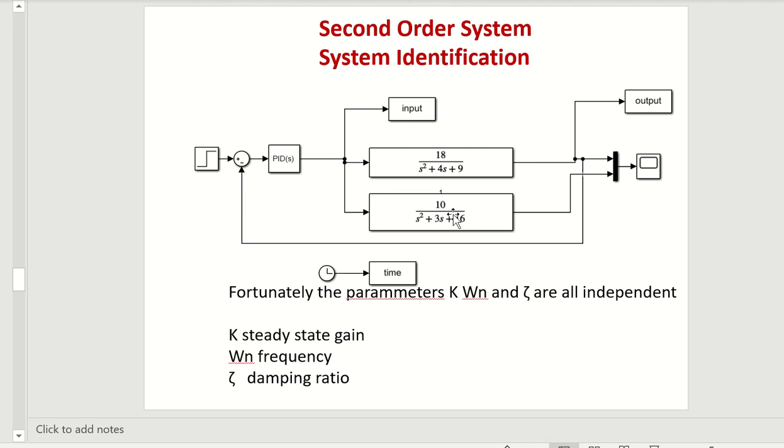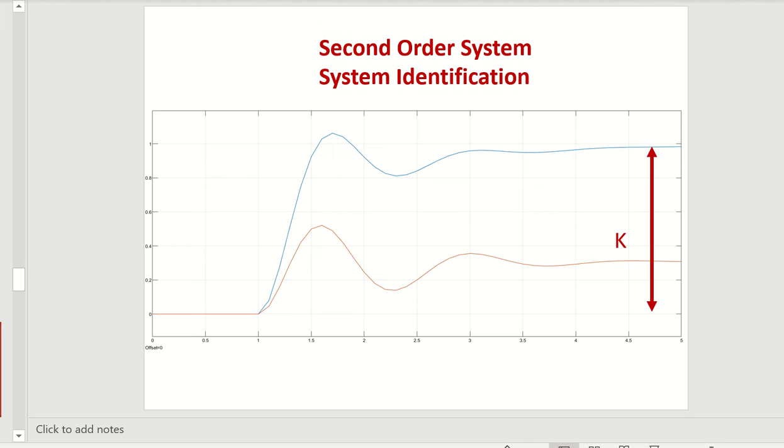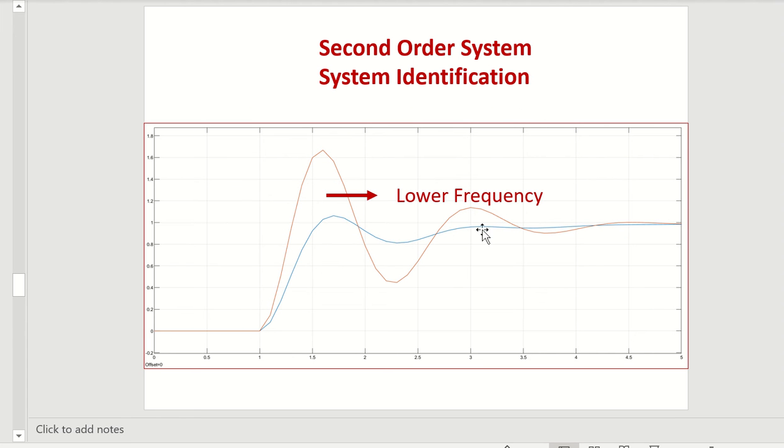So if this was the model here and this was the data, it's coming out a bit low, you could move it up by increasing k. If we increase k, what will happen is we'll then get the two signals matching up here. So that's the first thing, to get the steady state. Then you can look at the frequency now.